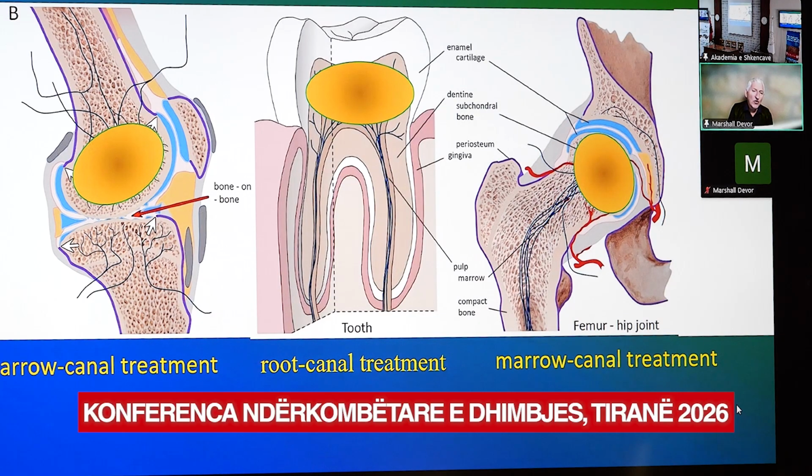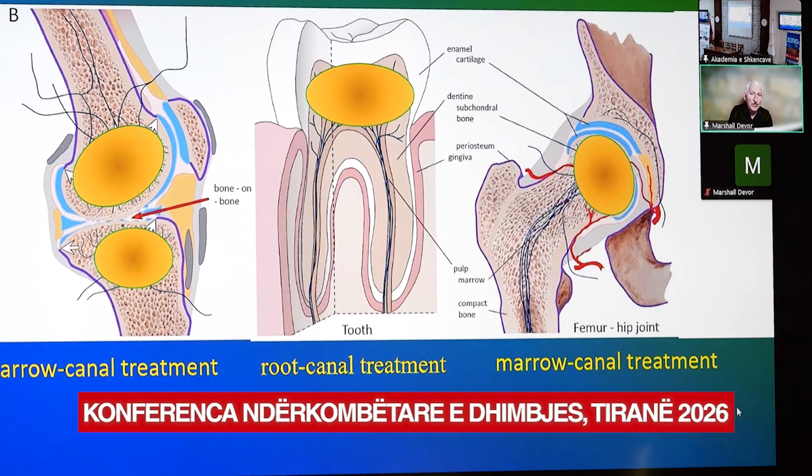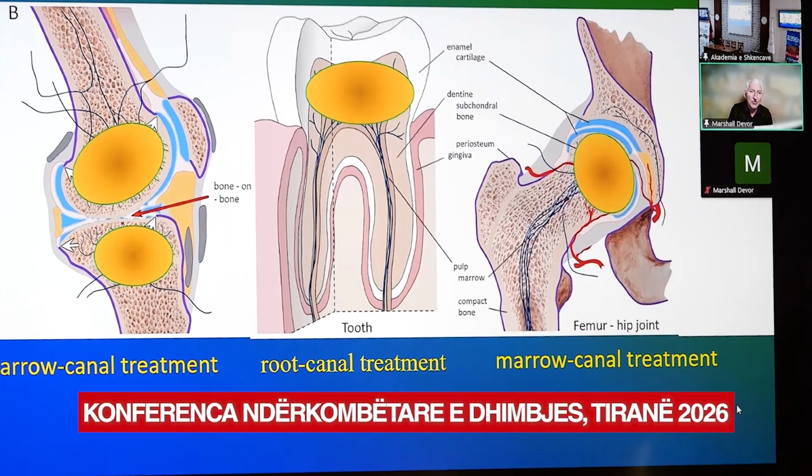In a knee joint, of course, it may be necessary to do the same thing on both sides of the joint. We call this in teeth root canal treatment, and I propose we might want to call such a thing, a comparable approach to the relief of pain, marrow canal treatment.